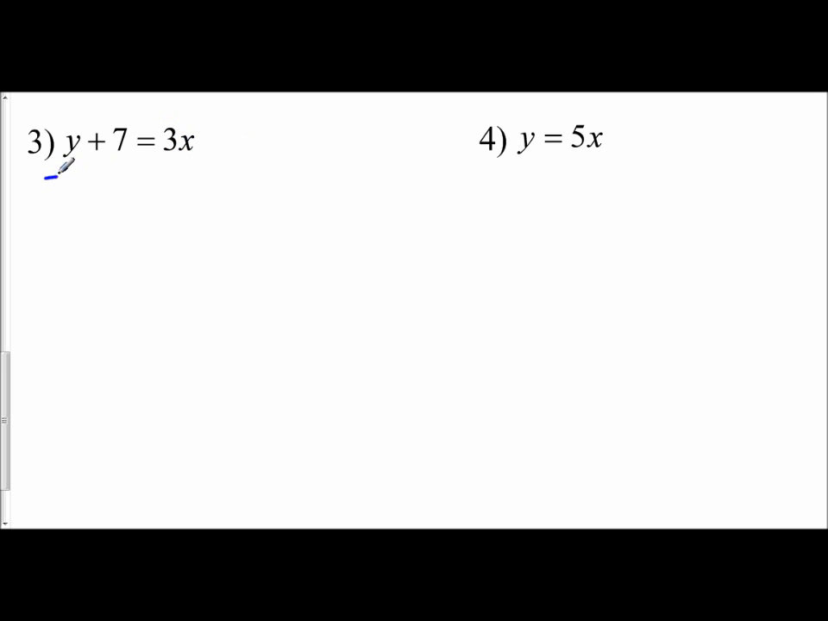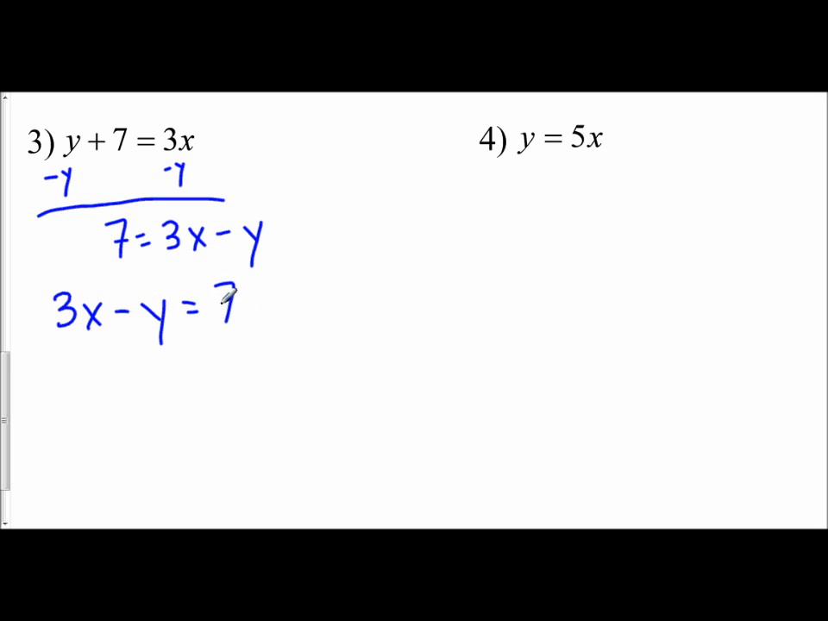So I'm going to subtract my y term. So 7 equals 3x minus y. And I can rewrite it in standard form, ax plus by equals c, by just rotating it around. Now, if I want to find my x-intercept here, I cover up the y term and solve. And if I want to find the y-intercept, I cover up the x term and solve.